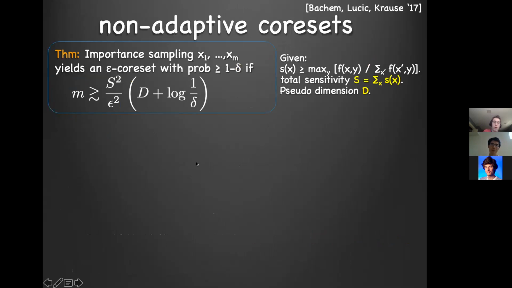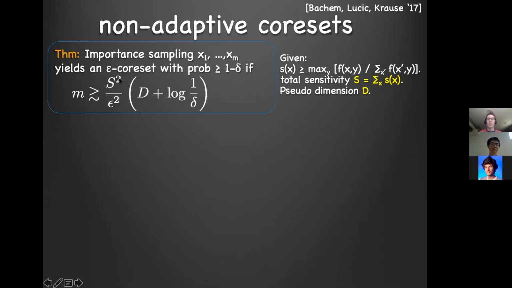So when you put it all together, the size of the core set you need looks like this: capital S is the total sensitivity, so the sum of all these S of x's. Epsilon is the error that you're allowing in your core set. D is the pseudo dimension. Delta is your failure probability, and this tells you how large your core set has to be. And what's important about this expression is that it does not depend on the size of the original data set. It just depends on details of your problem.